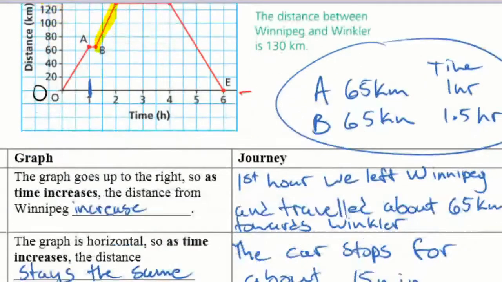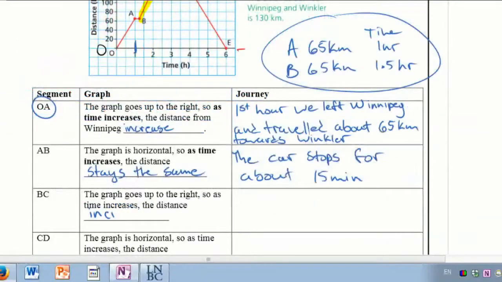Their distance is steadily increasing again. We have a line that's going up, so again, we're increasing our distance. So I'm going to say that the car travels about, again, 65 kilometers, it looks like, and gets to Winkler.